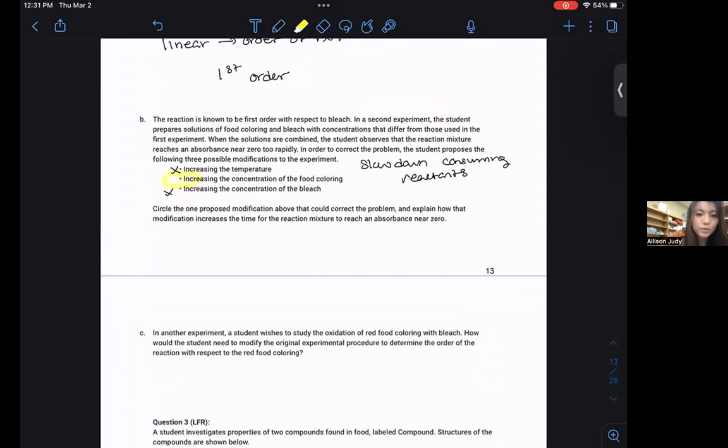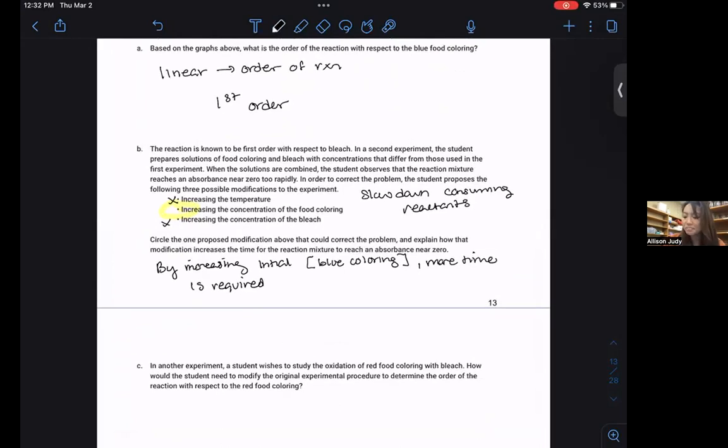So how to explain this is that by increasing the initial concentration of the blue food coloring, more time is required. Sorry, guys, I'm getting a little lazy on writing. And that's basically it. More time is required. And here's why. Because regardless of the reaction order, for the bleach to oxidize, according to the prompt, you need blue food coloring. So you just have more time needed.